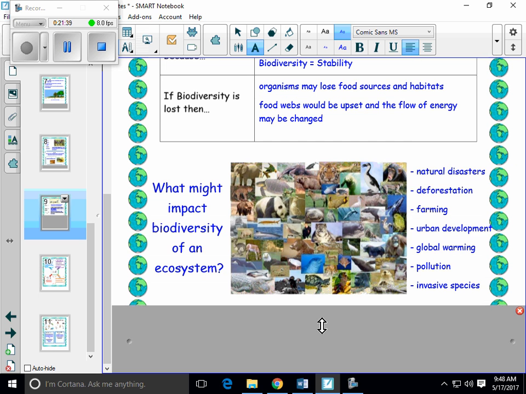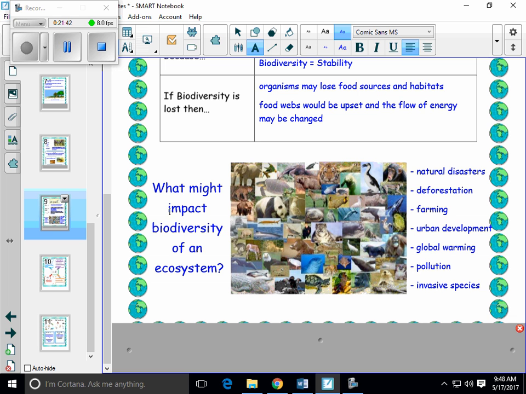I've added a question to the bottom here because it's important to know, well, what might do that? What might be there that's going to mess up biodiversity? So what might impact biodiversity? Over here on the right, I've got a whole list of things. There could be natural disasters. So a hurricane, a tornado, a tsunami. Those are all things that we have no control over that could impact an ecosystem so severely that it's going to lower the biodiversity of an area.